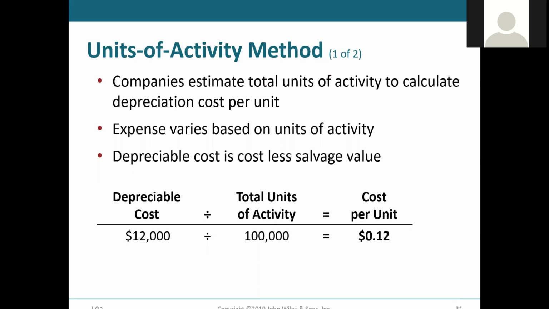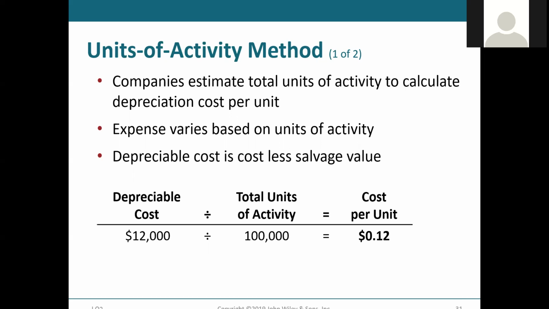Units of activity. Now, with this method, again, we are subtracting the salvage value. This is where a company estimates units of activity. And the easiest example I can give you is mileage. You buy a car and you say, we expect to get 100,000 miles out of this car. So every mile that is actually driven, it's going to cost you so much in depreciation expense. And the depreciation cost is cost less salvage value.